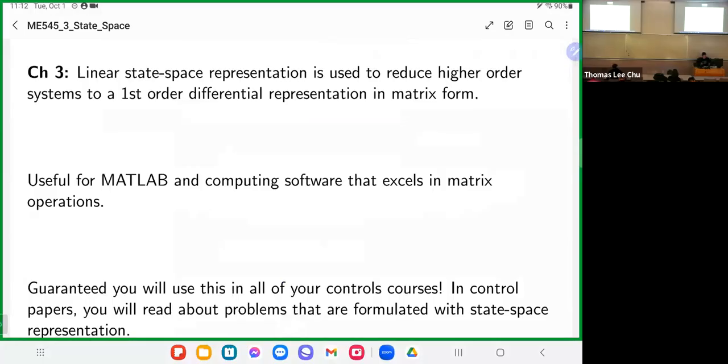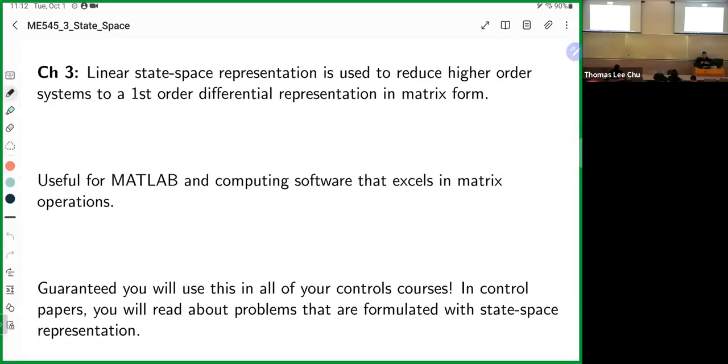So chapter 3 is linear state space representation, and it's used to reduce higher order systems to a first order differential equation or representation in matrix form. The reason why it's so beautiful is because we know the solution to a first order differential equation. It's pretty easy. So we can take any higher order differential equation and put it into a first order differential equation in matrix form. And that's a very beautiful property. This is very useful for MATLAB and computing software that excels in matrix operations. So MATLAB is very favorable when you do matrix multiplication.